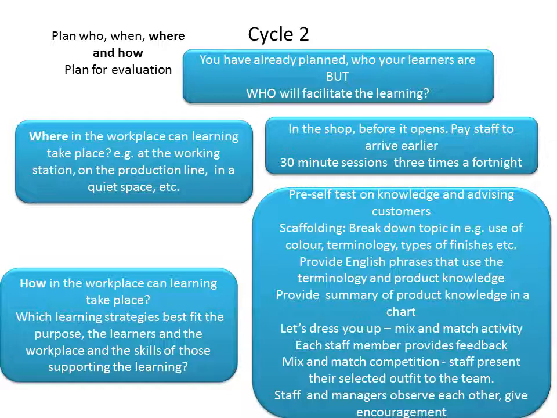And in terms of how they did it, first of all, they conducted a pre-self-test on knowledge and advising customers, which they then used as part of their evaluation later on. They scaffolded the learning by breaking down the topic. For example, the use of colour, terminology, the types of cloth finishes and so on. They provided English phrases that use the terminology and product knowledge, and they put this all together in a visually appealing summary of the product knowledge chart, and this they pinned to the wall in the storeroom so it was readily available and accessible.